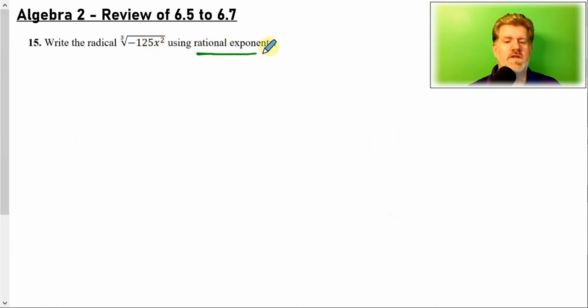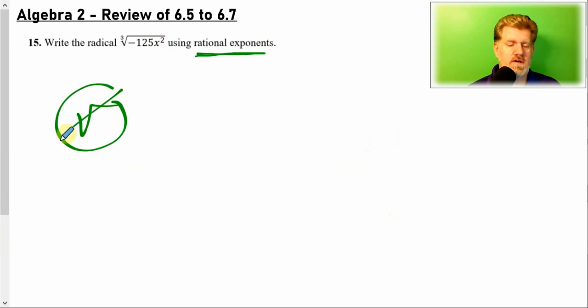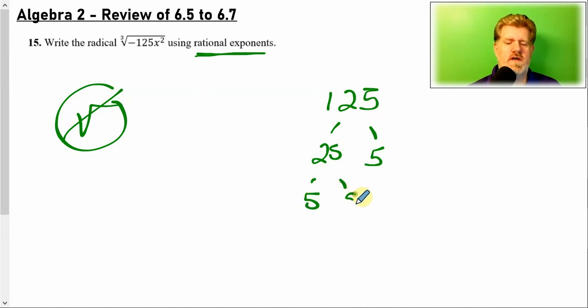Rational exponent. So we don't want any roots. We don't want any of these. None of those. We want fractional exponents. So let's look at the 125 first. So 125, you may happen to recognize that is 25 times 5, which is 5 times 5. So it's 5 to the third power. That's good because we have a cube root.